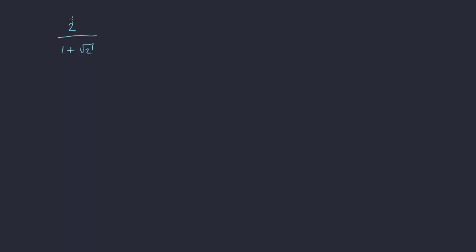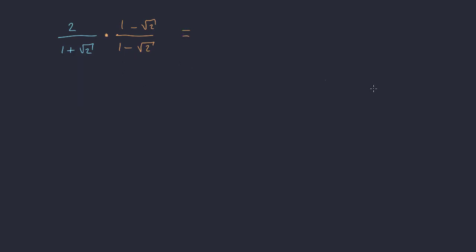So if you remember, what you would do in this case is rationalize the denominator by multiplying the top and the bottom by a conjugating factor, which would be, for 1 plus square root 2, you'd multiply the top and the bottom by 1 minus square root 2.